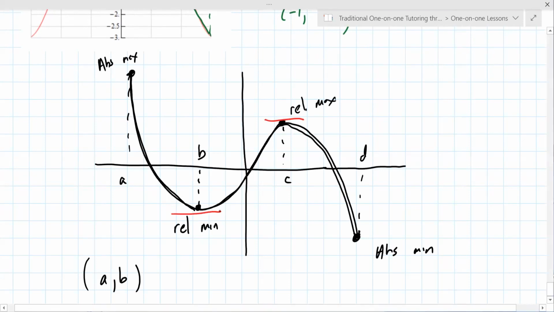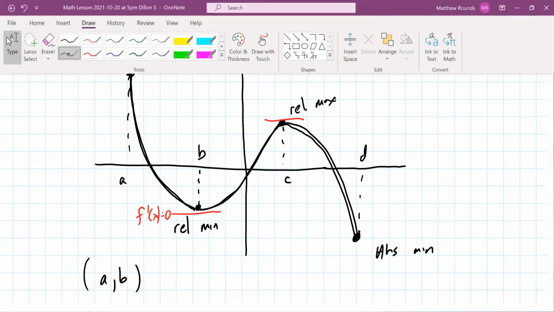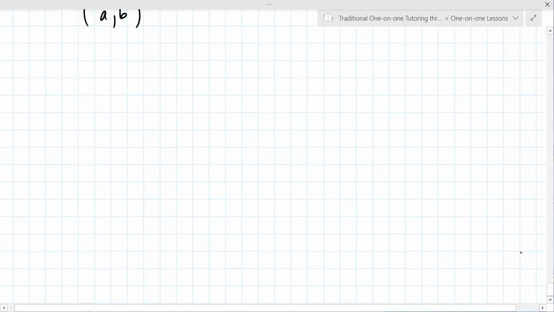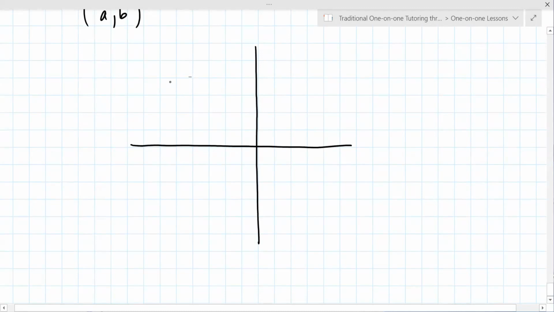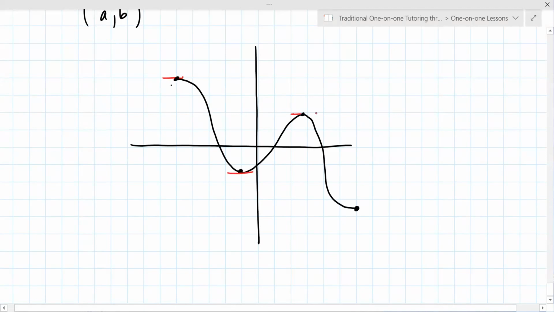Are they not absolute maxes because those are endpoints? They could be, but they're not the way they're drawn. So what you're asking about, let me create one more graph here so you can see that, because it could be. So if I made something like this, there are horizontal tangents here at the endpoints, because it kind of comes up like that.